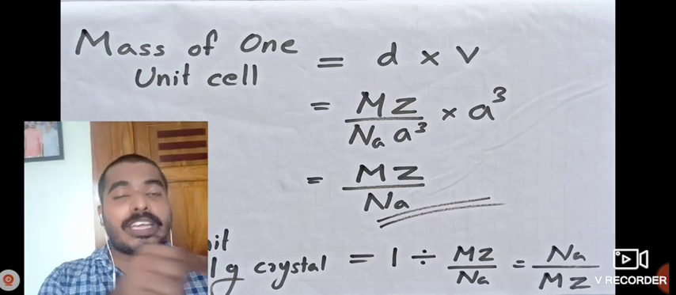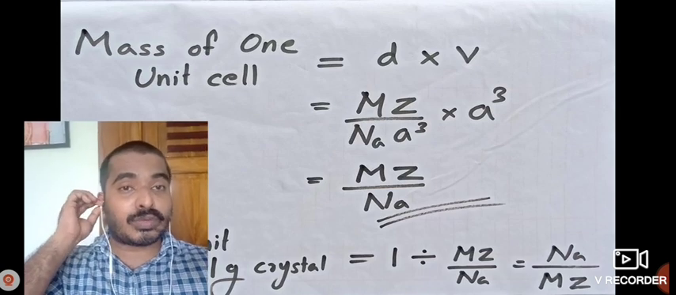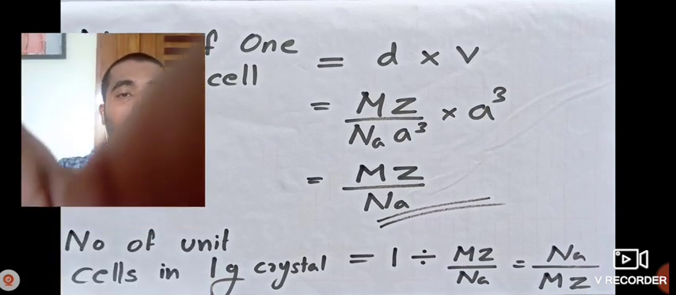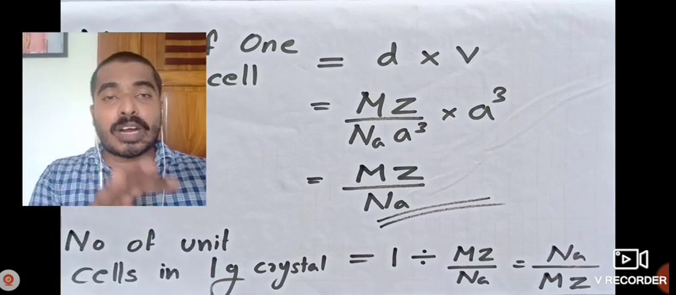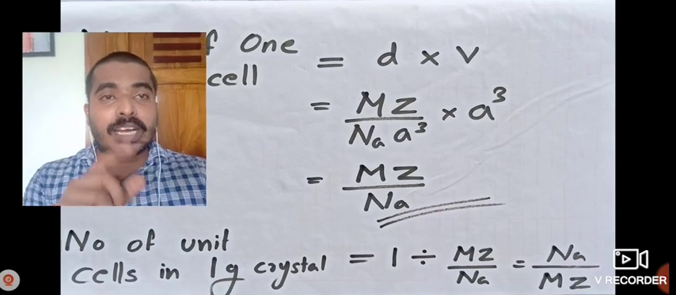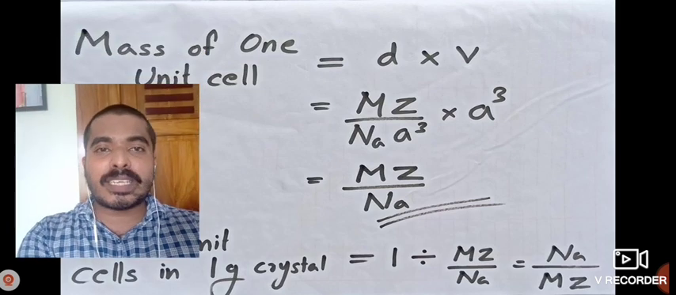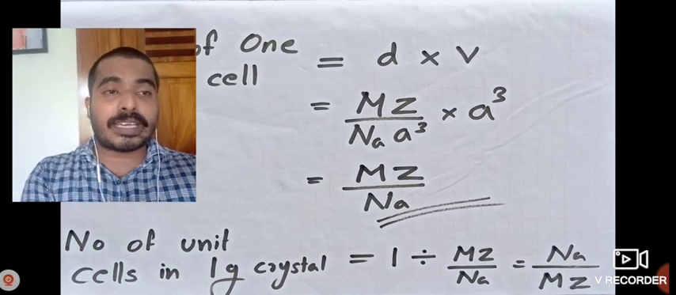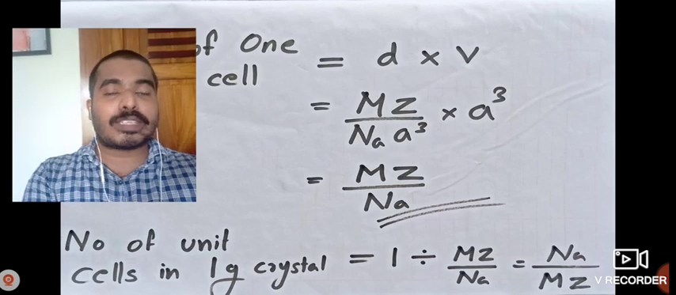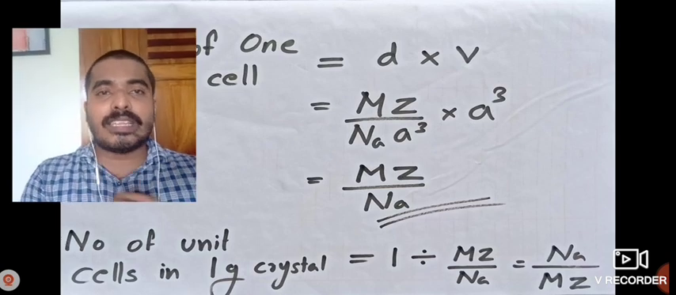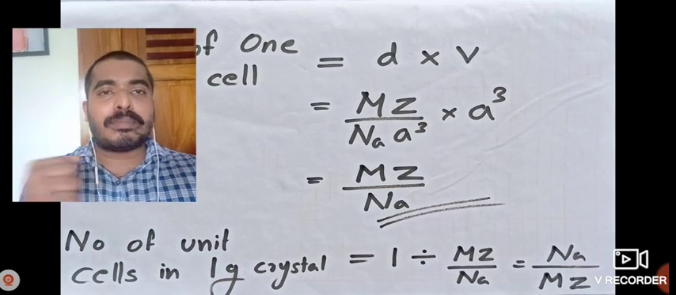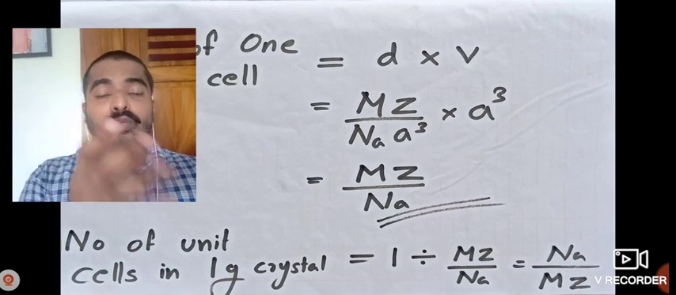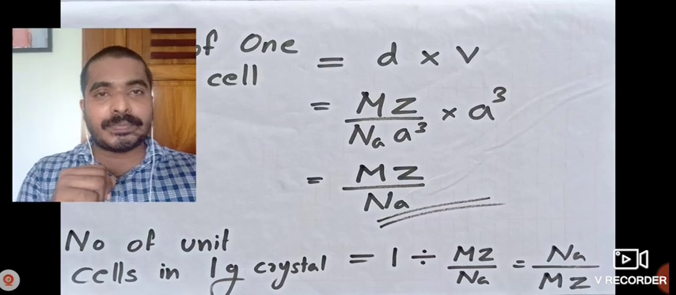Now here a cube and a cube get cancelled. That is the beauty of this question. We are having only mZ by Na. So how many unit cell will be there in 1 gram crystal? One unit cell is having a mass of mZ by Na. So number of unit cells in 1 gram crystal is 1 divided by mZ by Na. So that is Na by mZ. Substitute it, you will get the answer. Na Avogadro number, M molecular mass of NaCl, Z effective number. For NaCl, Z equal to 4. Substitute and find out the answer.